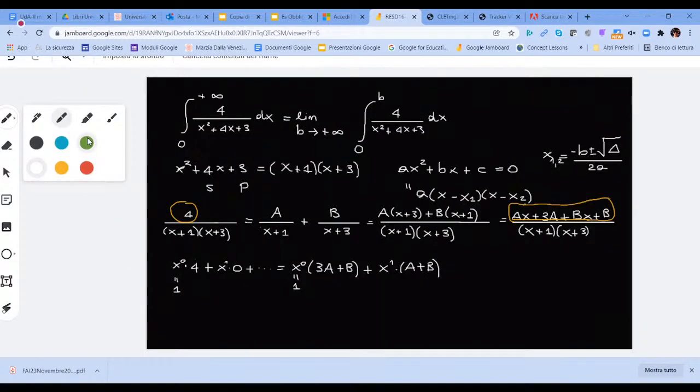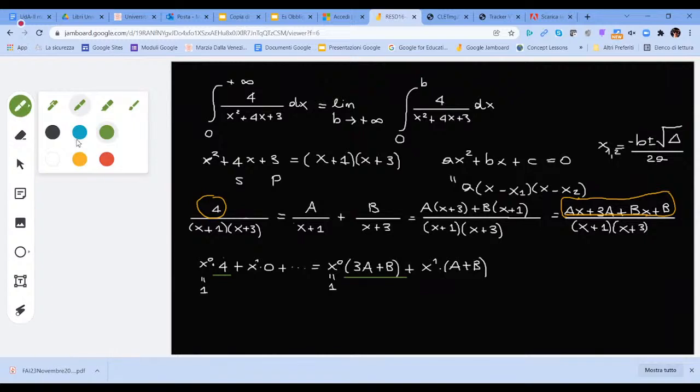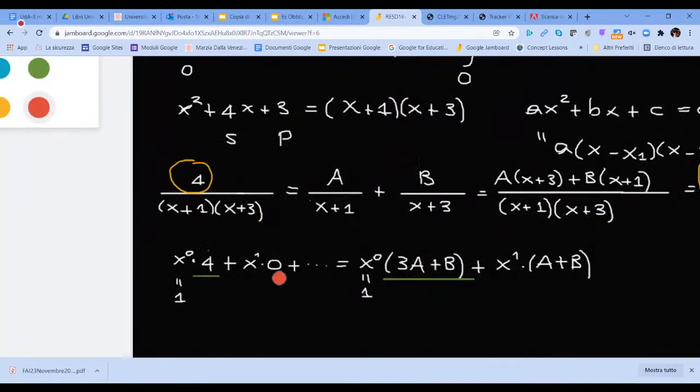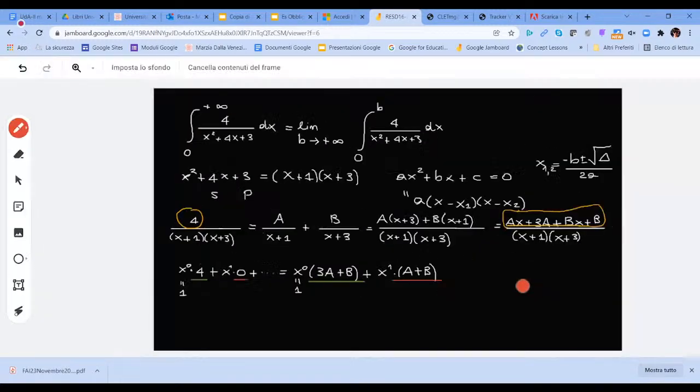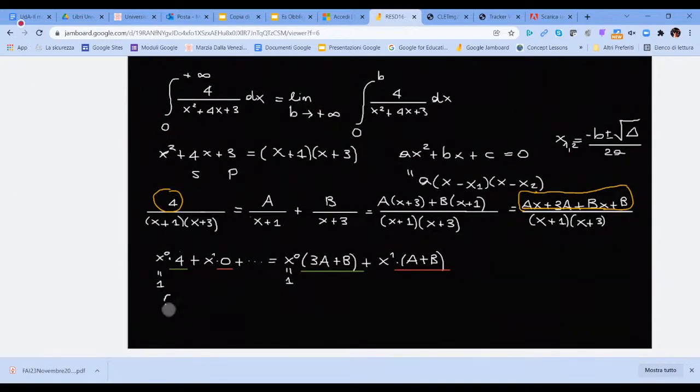I choose different colors. So this should be equal to 4, and this should be the coefficient of x to the power 1 of x. Okay. So this gives us a system in two variables. That means that 3a plus b should be 4, and a plus b should be 0.